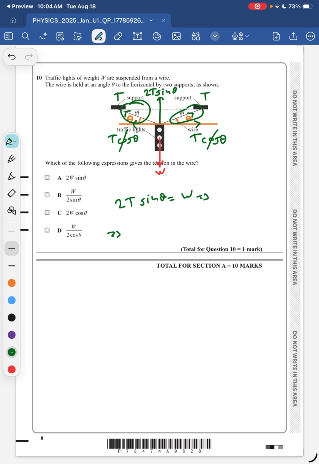So what do we need to find? The tension. So tension is weight over 2 sine theta. Sorry guys, I'm a theoretical physicist. Sometimes I get distracted. So I actually forgot what we were trying to find. So that's, okay, so option B works.